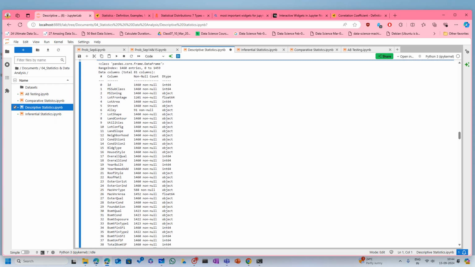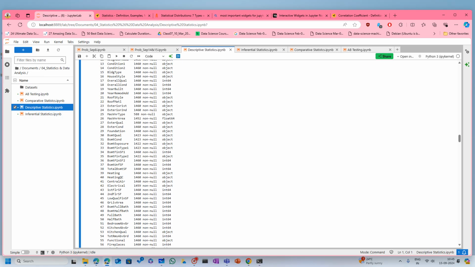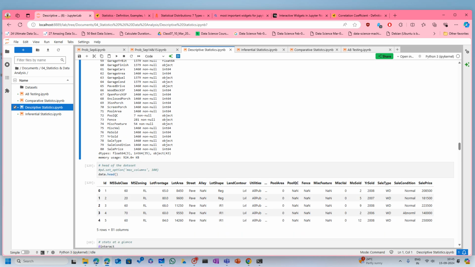Next, you will run info. By running info, you will immediately get to know the missing values out of these 1460. How many values are missing? See, there are only 91, which means a huge number of values are missing here. You will also get to know the type of each column: this is character type, this is float type, this is int type. That way you will immediately understand the types of the columns.